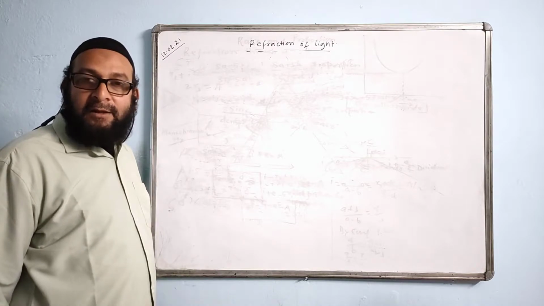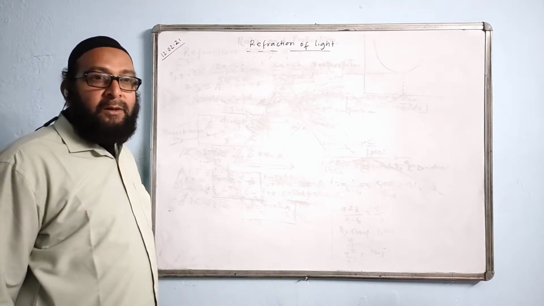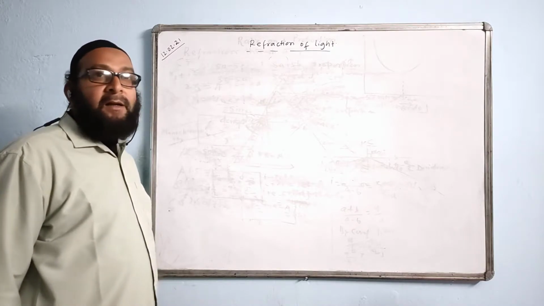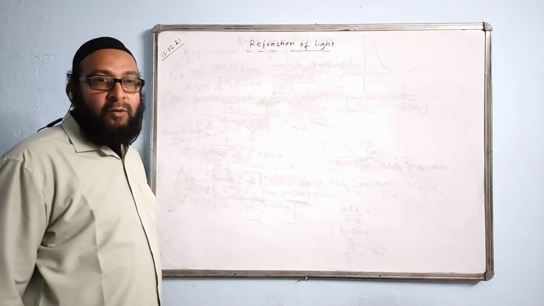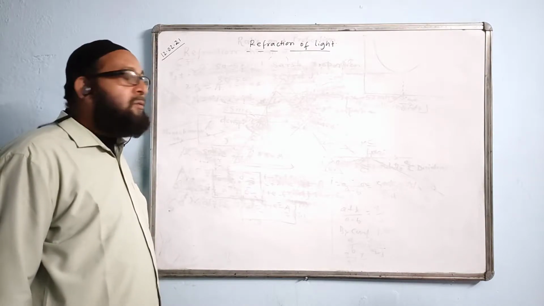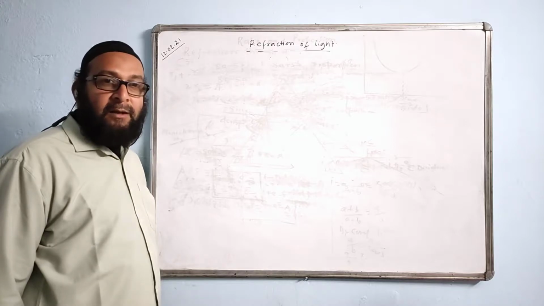The first law says the incident ray, the refracted ray, and the normal all lie in the same plane. The second law says sin i by sin r equals a constant. That constant is mu, the refractive index. The second law is known as Snell's law. Sin i by sin r equals mu.